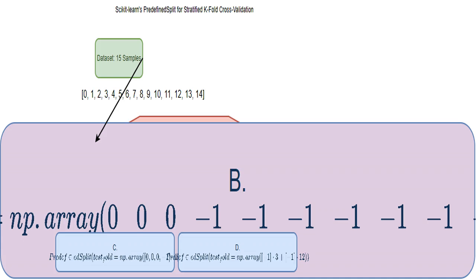Let's look at option B. This line of code uses a NumPy array to specify the training and testing sets. The numbers in the array indicate which set each sample belongs to. A 0 means it is in the test set, and a -1 means it is in the training set. This specific array assigns samples 0, 1, and 2 to the test set and the rest to the training set, which is exactly what the problem requested. This is correct. Great job.